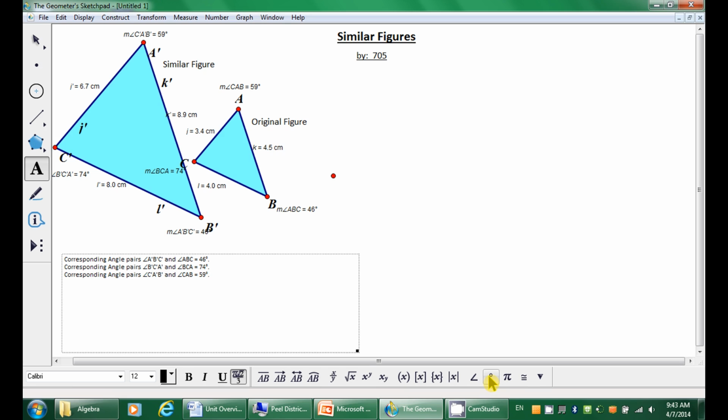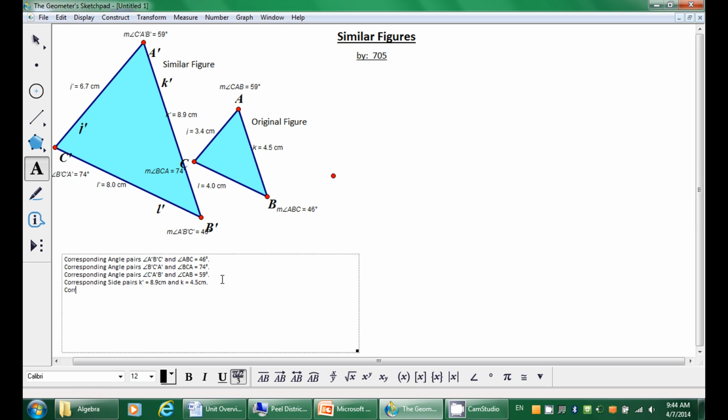Okay, so those are my corresponding angle pairs. Now let's talk about the corresponding side pairs. How about we use these letters? It might be easier for us. So K prime equals, in my case, 8.9 centimeters, and side K equals 4.5 centimeters. So these are corresponding sides. They are the same side in that position of the triangle. Okay? And the whole point is that they're not congruent. They are not equal. Okay?